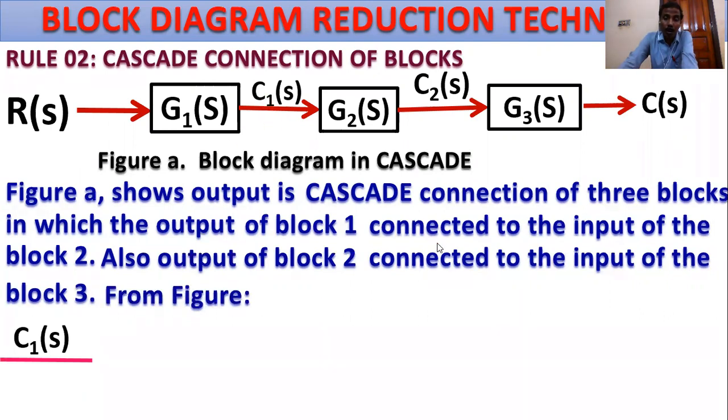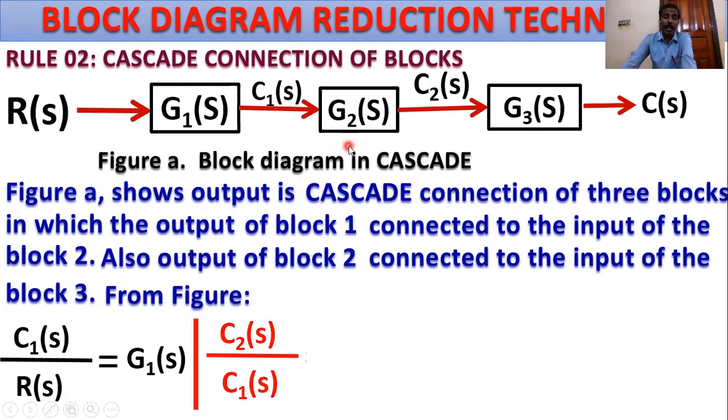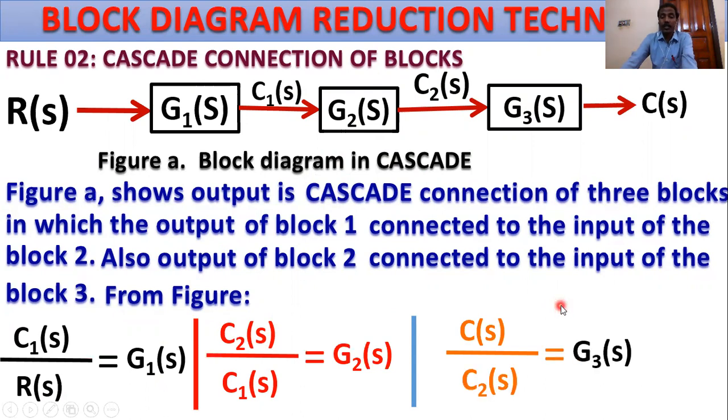This is the output for the first block. C1(S) is the output. So what is the transfer function? Output C1(S) divided by R of S. This is for the first block: C1(S) by R(S) equals G1(S). Similarly, for the second block, C2(S) by C1(S) equals G2(S). And for the third block, C(S) by C2(S), because C2(S) is the input of G3(S), equals G3(S).